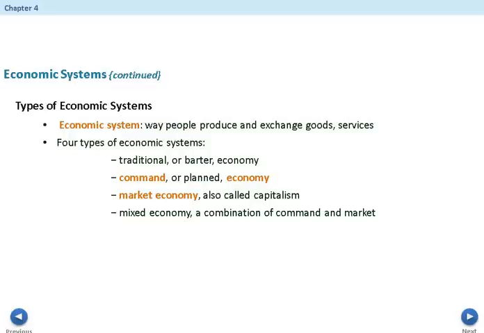Now, there's 4 main basic types of economic systems that we look at. The first is a traditional system, and this is what we call bartering. So for example, in the olden days, I might go to somebody and say, hey, I got a bunch of chickens, I'll trade you 10 chickens for 1 cow. And that would be a barter system. It's simple trading. Now there's positive and negative effects of this.